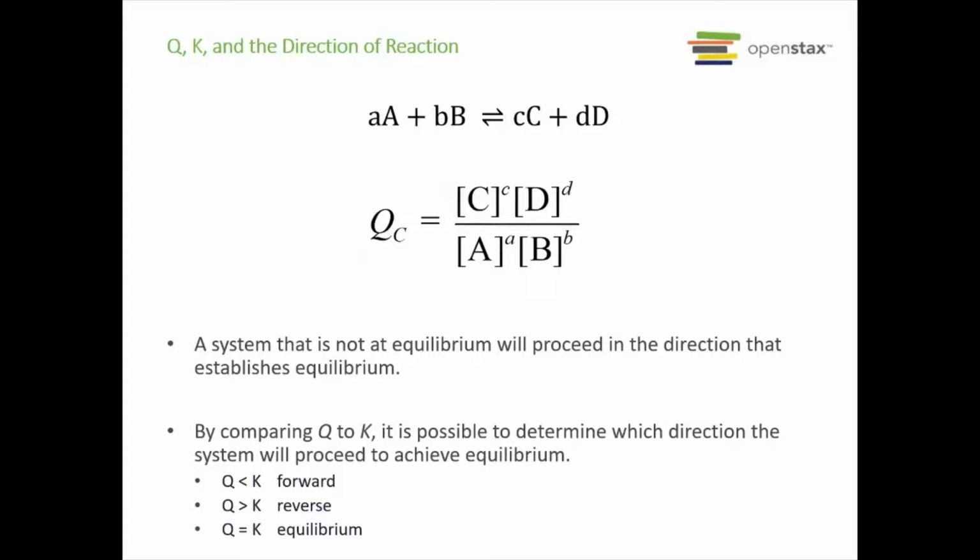So the way you do this is you have a K value, and then you calculate your Q value at whatever time or whatever concentrations that you're told. And then if your Q is less than K, that means it's going to go in the forward reaction, because you need more products. If Q is greater than K, you're going to go in the reverse reaction. You need more reactant to establish that equilibrium. And if they're equal, you're at equilibrium.